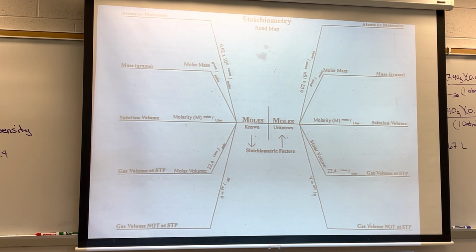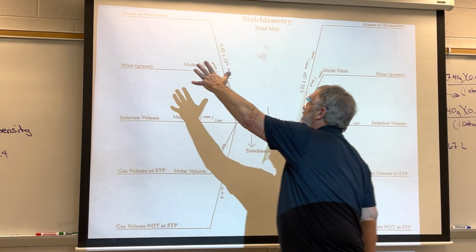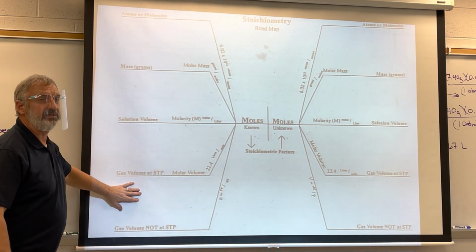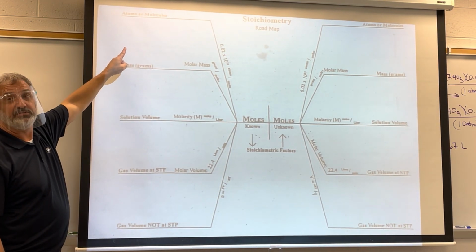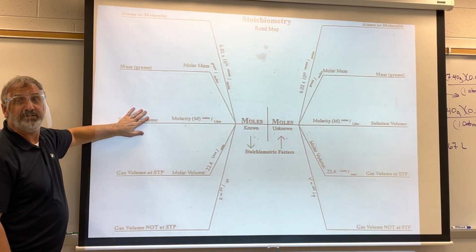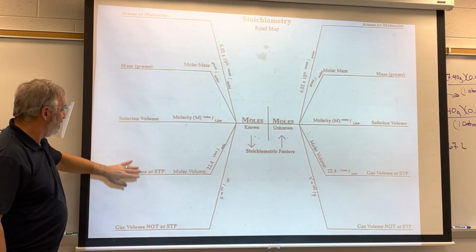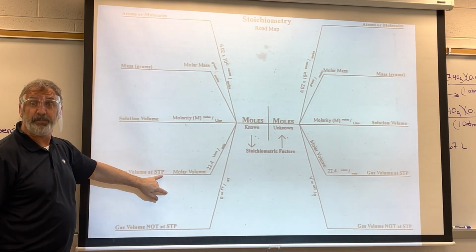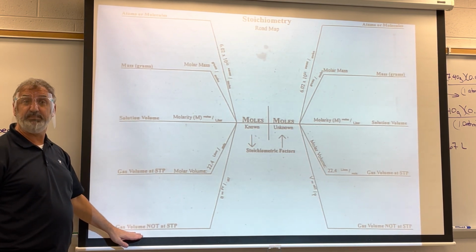Some of y'all get lost on where to start, where to go on stoichiometry problems. Some of y'all are directionally dyslexic when it comes to where do you start, where do you end, what should I do next? And you get things backwards. This kind of helps guide where we're going to go. Everything on my left is what I'm given. I could be given atoms or molecules. I could be given grams. We're going to do solution volume next. Now we have a gas volume at STP, and we could be given a gas volume not at STP.